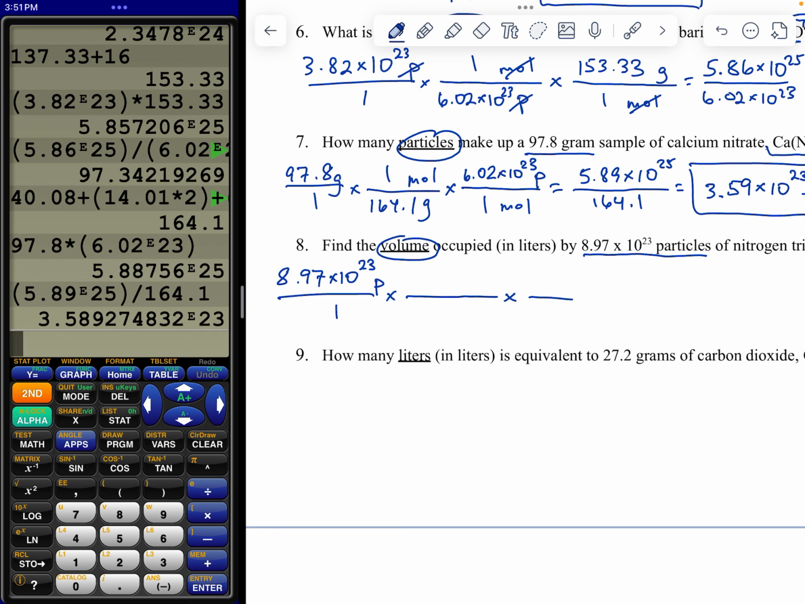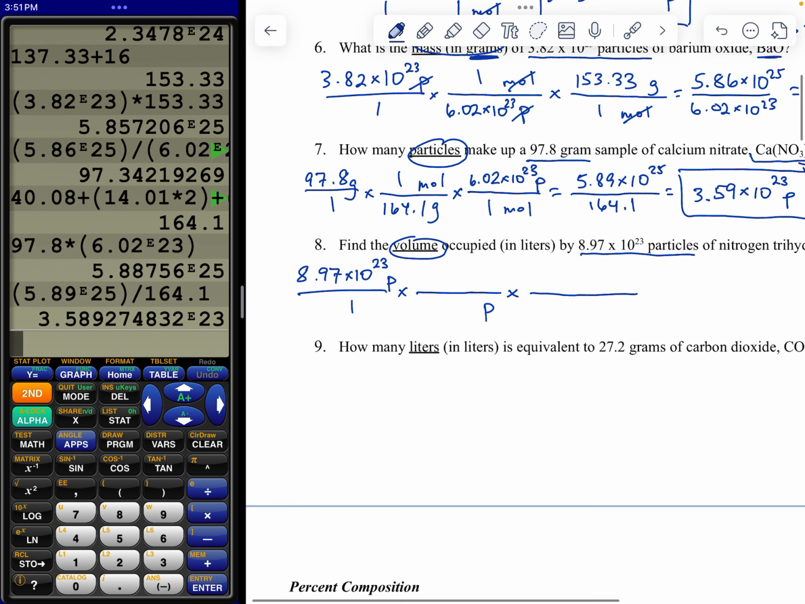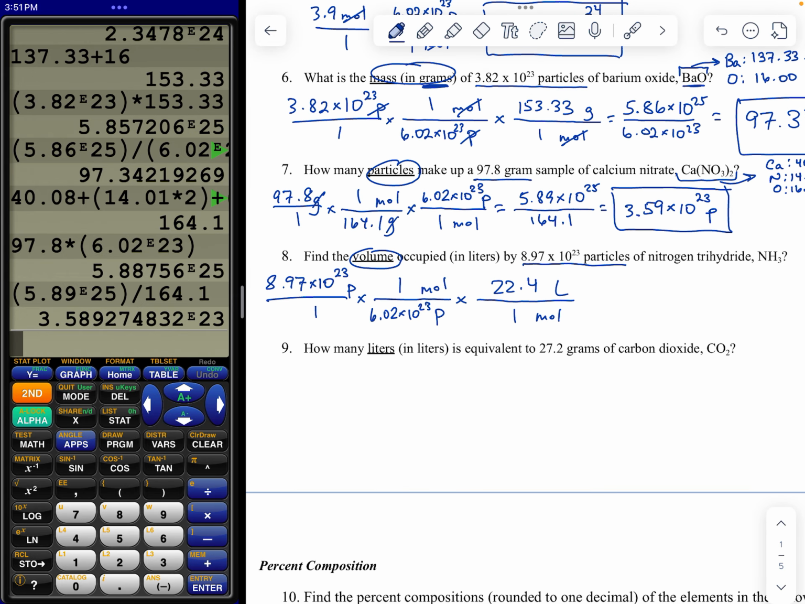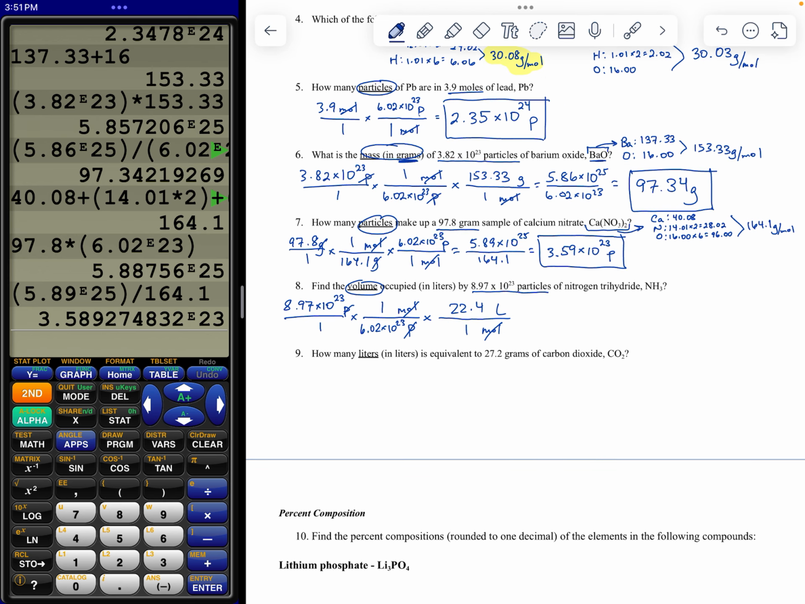And I will have two conversion factors to utilize here. Particles go to mole, moles go to liters, and then I know that those conversions are equivalent to 1 mole. There are 6.02 times 10 to the 23rd particles. There are 22.4 liters per 1 mole. And again, I forgot to do that up here, but the units will cancel out, and I'm left with the unit that I want in the end on top. And simplify.